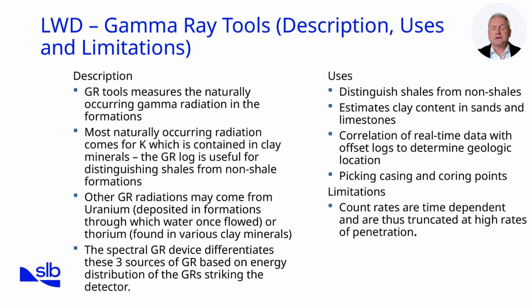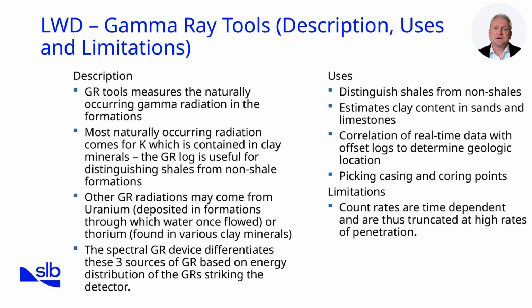Gamma-ray tools measure naturally occurring radioactivity in the formation. Most gamma radiation comes from potassium, which is abundant in clay minerals. This makes the gamma-ray log particularly effective for distinguishing between shales, which are radioactive, and non-shale reservoirs such as sandstones and limestones, which are typically cleaner.